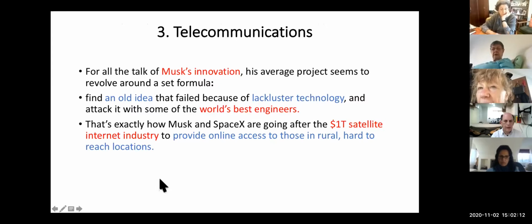Now what I'm looking at here in terms of communication is Starlink. It's a project that has come about because one is able to put up into space a number of satellites, which wasn't possible before, because satellites are a very expensive business to put up.